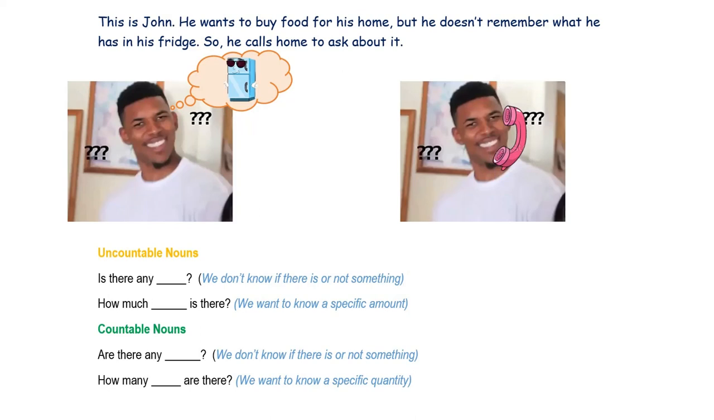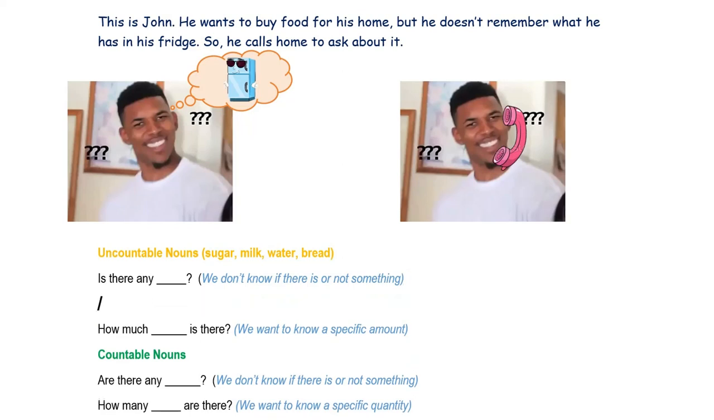So for uncountable nouns such as, I'm gonna write here, sugar, milk, or water, or bread, right? He calls home and he starts asking, right? The first question he asks is, is there any sugar? And probably his roommate replies, yes, there is. And then John wants to know how much. He wants to know the specific amount of sugar. So he asks, how much sugar is there?